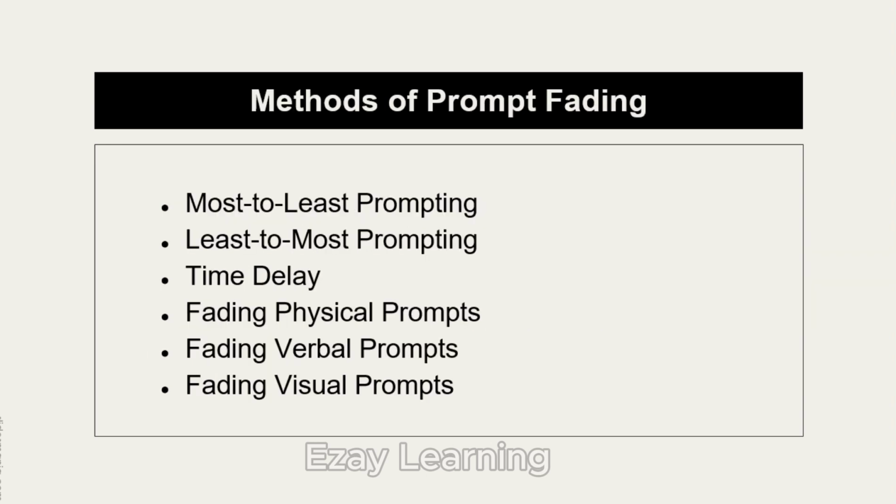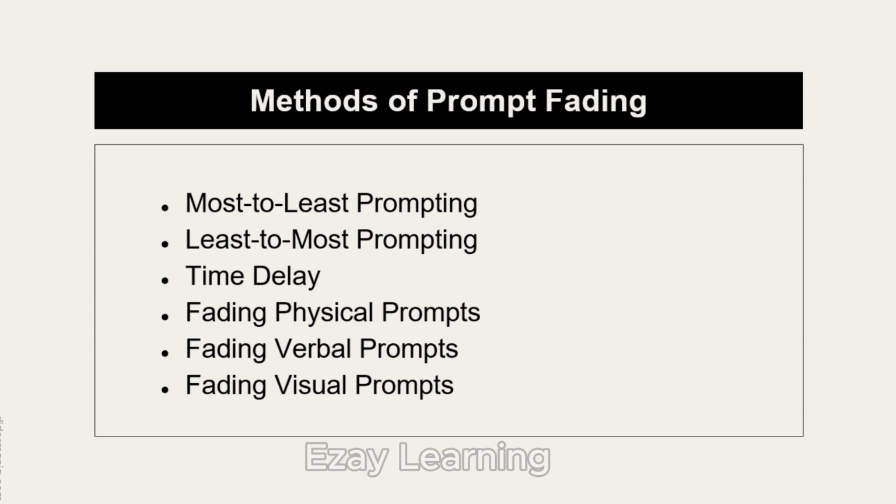Methods of prompt fading. These are the following methods. We can try most to least prompting. Start with the most intrusive prompt, for example, physical guidance, and we gradually reduce the level of assistance. An example for most to least prompting can be moving from hand over hand assistance to a verbal cue and then to no prompt.